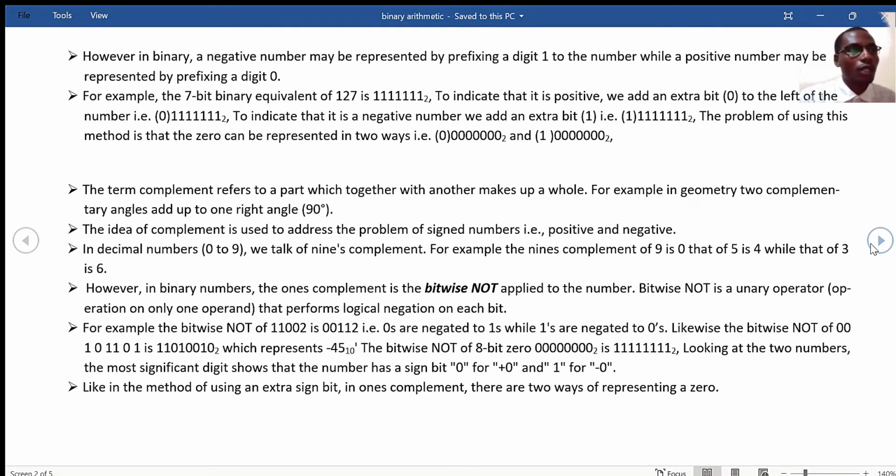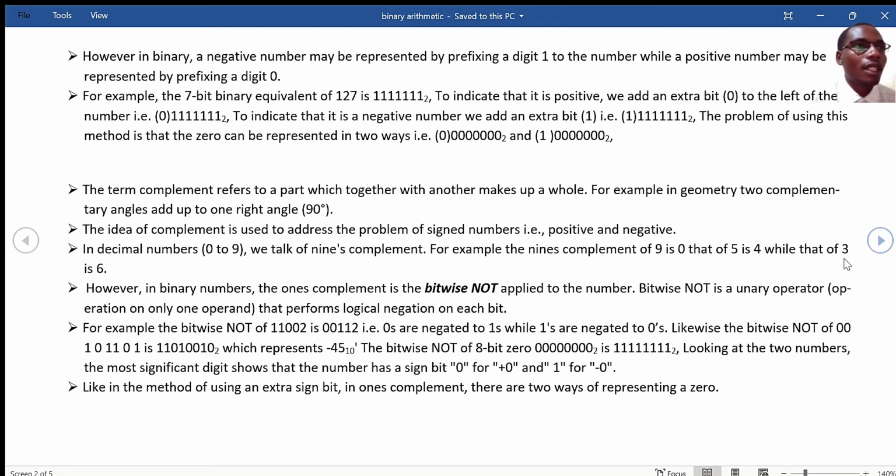Those are the bits we are talking about, 0 and 1. If you talk about a bit, you talk about 0 or 1. So you add an extra bit to that binary number to indicate whether it is positive or negative.